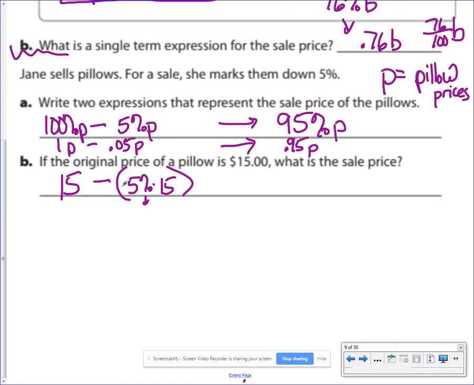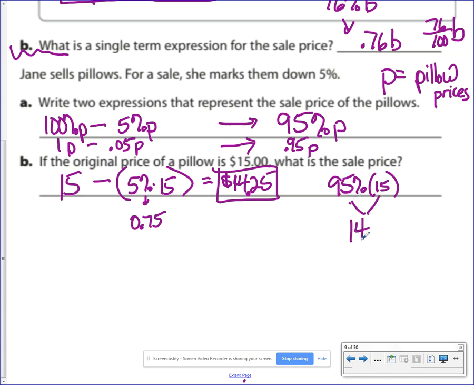I need more room. This happens to be 75 cents. So $15 minus 75 cents should give you $14.25. Bing! You could have figured that out using this idea where you would take 95% times your original $15. And if you take 95% times 15, shazam! You end up with your final answer right away. And you kind of bypass that step of finding what the discount is.